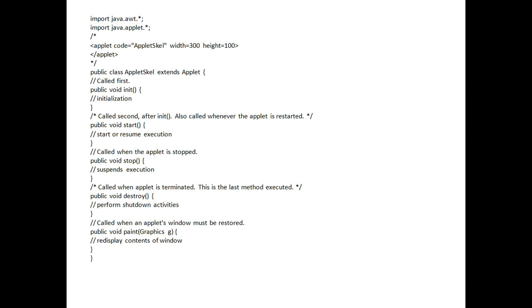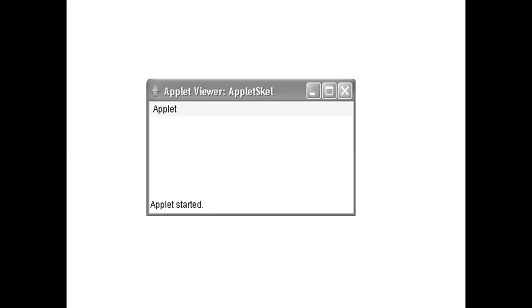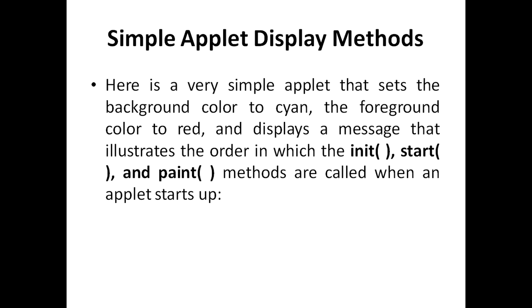Now once you run this empty skeleton of an applet, you will be able to see a window like this, the applet viewer. The name of the applet, that is the name of the class, you will see here: applet skeleton. Next you will have an applet menu. When you click on applet, you will see a drop down menu where the start, stop, init, all these methods are shown. So this is exactly the output of the applet skeleton.